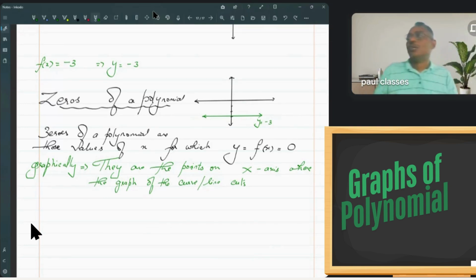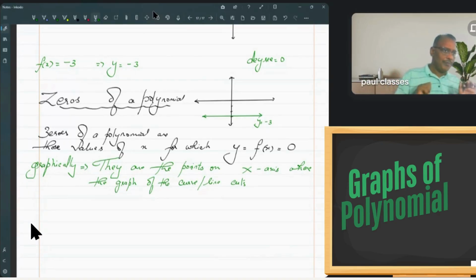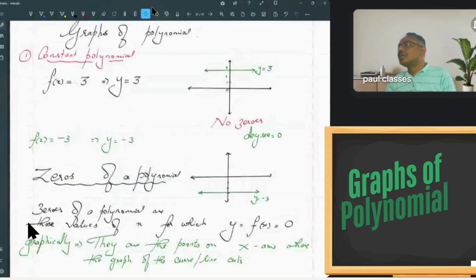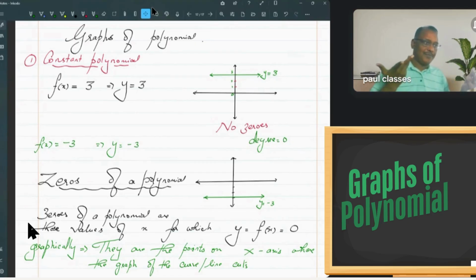एक भी बार नहीं काट रहा है, इसीलिए इसका डिग्री 0 है। द डिग्री इज 0. And what are the zeros here? There are no zeros. Why aren't there any zeros? There are no zeros because it is not at all cutting the x-axis. It is not intersecting the x-axis. So that's why there are no zeros of this polynomial.